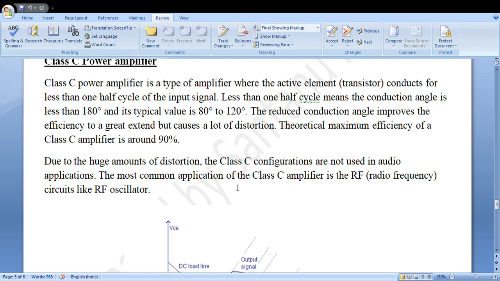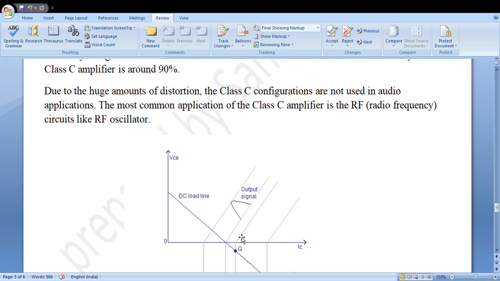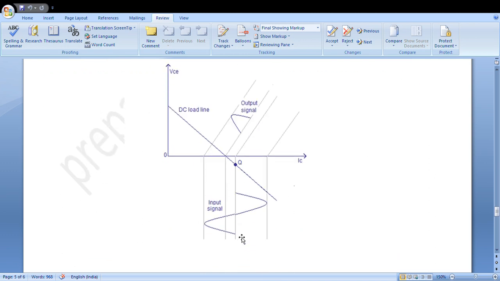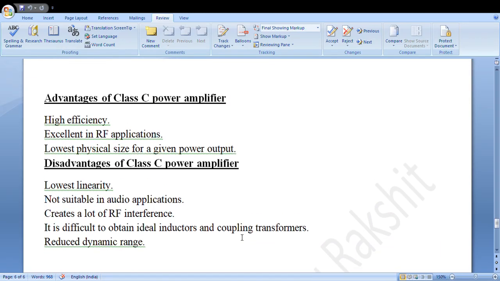Actually, this reduced conduction angle improves the efficiency, but it also creates another problem: a lot of distortion. Due to this huge amount of distortion, class C amplifiers are not at all suitable for audio frequency applications. They are mainly used in radio frequency applications like radio frequency oscillators. Now let us discuss the advantages and disadvantages of the class C amplifier.